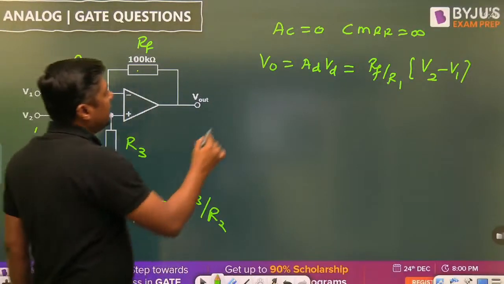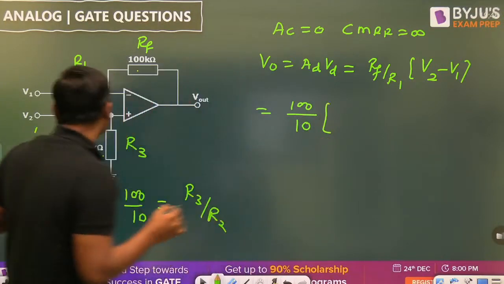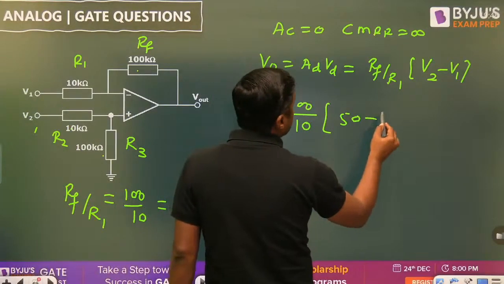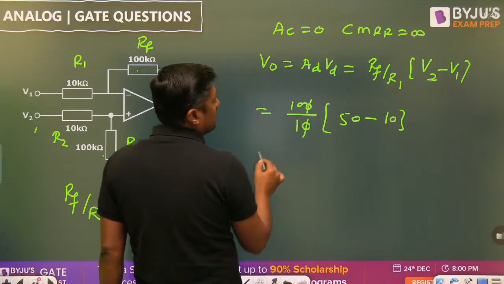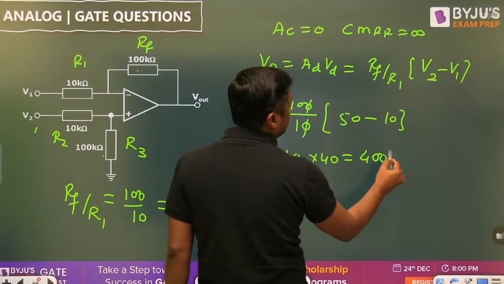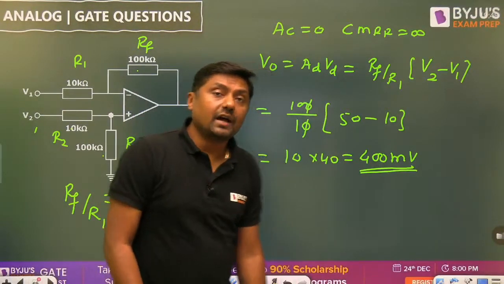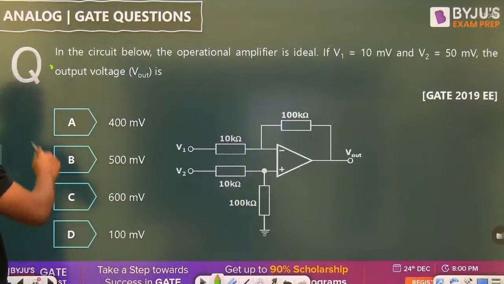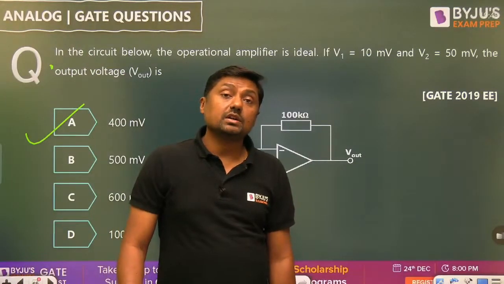So what is the RF? 100. What is the R1? 10. What is the V2? V2 is given as 50, minus what is the V1? V1 is given as 10. 10 into 40. So what is the answer? 400 millivolt. 400 millivolt directly. Directly use the formula. First of all, check this. If this condition is satisfied, directly you can say 400 millivolt. No need to write the complete formula for this diagram.